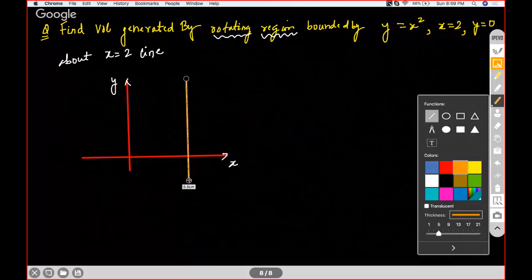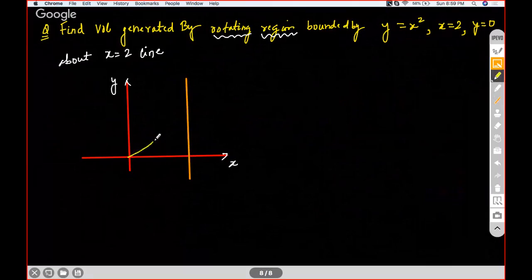The x equal to 2 line is this. And y is equal to x square is a parabola like this. Not really a triangle. So this region, you're rotating about this line. So you would be getting something like this. I'm just making a rough diagram. This is the solid that you are getting.